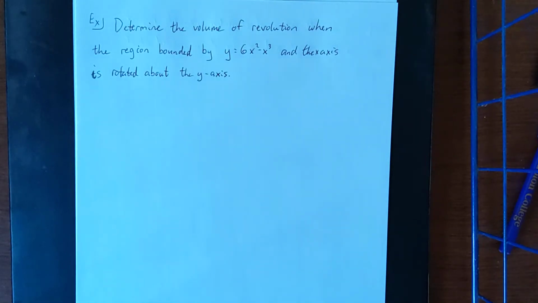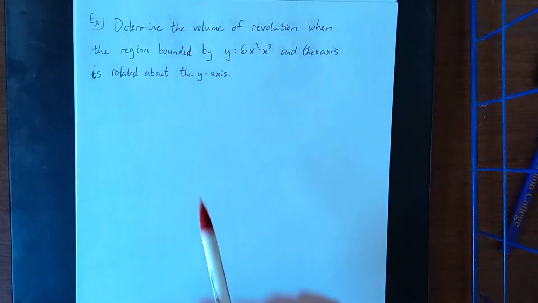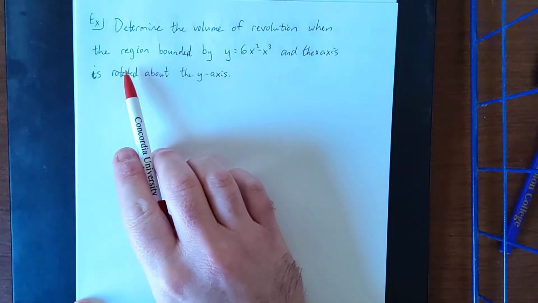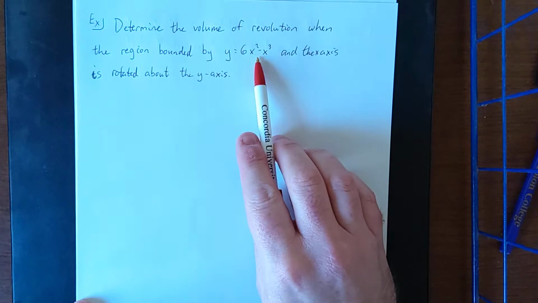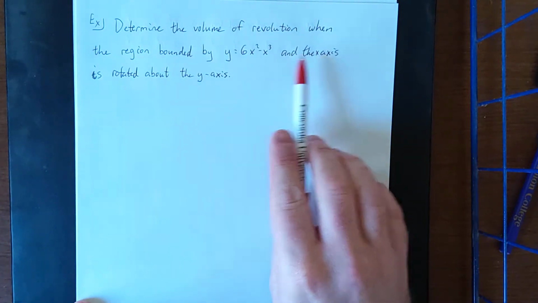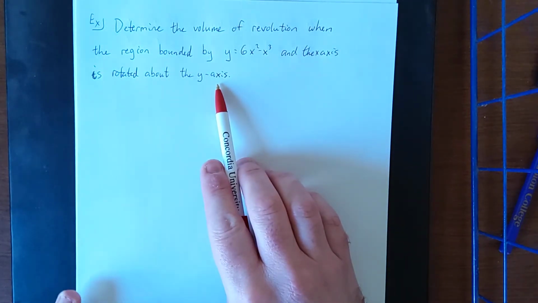Next up, we're going to take a look at a couple of examples that really ought to be done using the technique of cylindrical shells, and we'll explain why as we're working through the problems. So first off, we're going to determine the volume of revolution when the region bounded by y equals 6x squared minus x cubed and the x-axis is rotated about the y-axis.